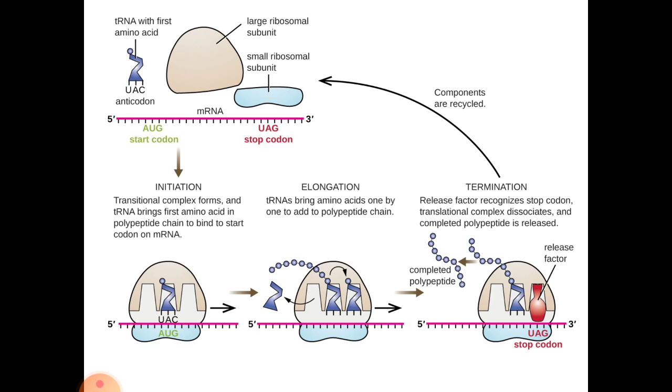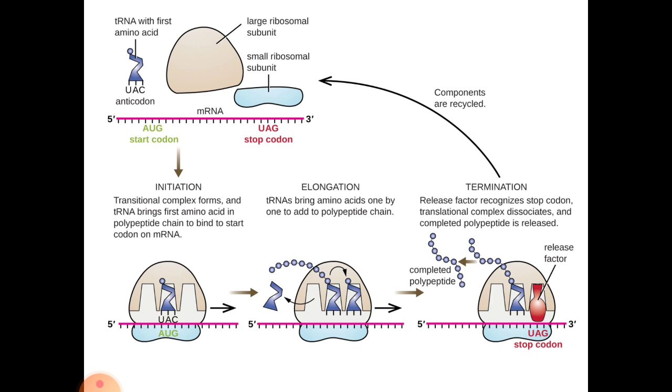In the picture, we can see all the three stages of translation, namely initiation, elongation, and termination. Before initiation, we can see a dissociated ribosome which has a separate larger subunit and a smaller subunit. The smaller subunit recognizes the AUG or the start codon on the mRNA. The translational complex forms and tRNA brings the first amino acid in the polypeptide chain to bind to the start codon on the mRNA. This is followed by elongation.